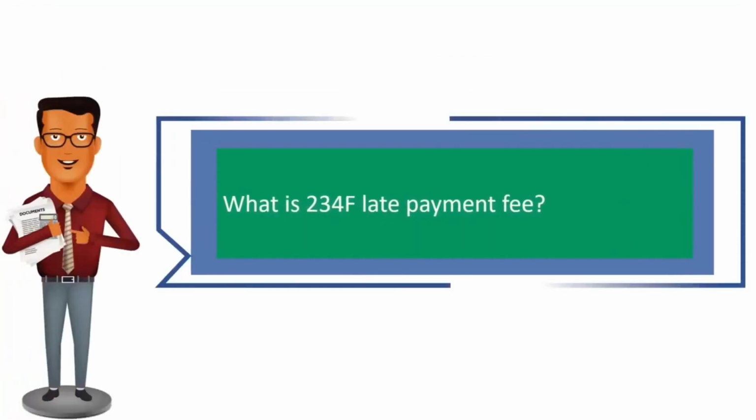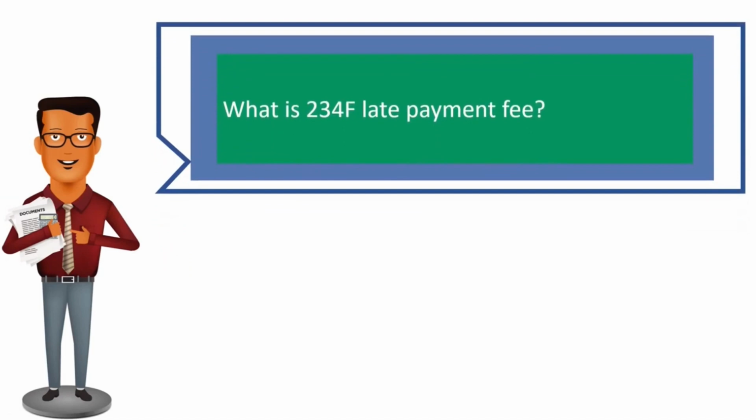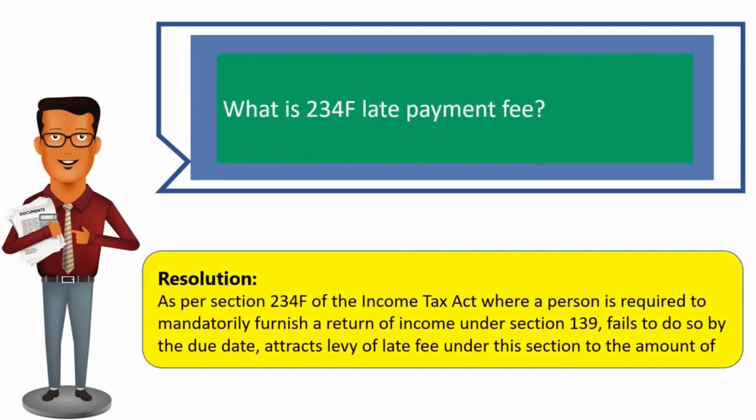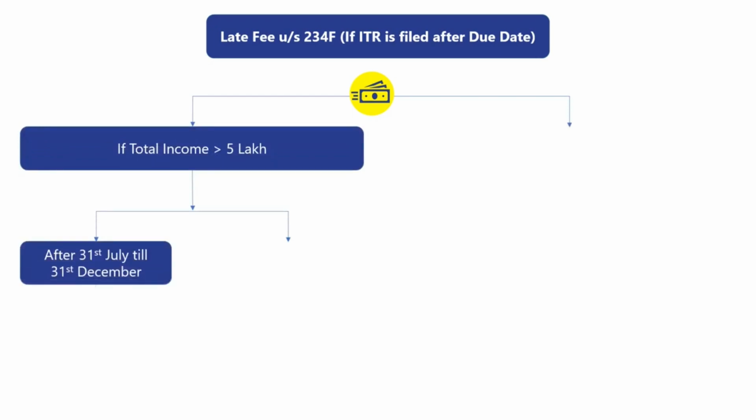What is the Section 234F late payment fee, and in what situations is it charged? As per Section 234F of the Income Tax Act, where a person is mandatorily required to furnish the return of income and he or she fails to do so by the due date, then late fee is attracted under Section 234F. In this case, if your total income is more than Rs 5 lakhs and the return is filed after 31st of July till 31st of December, the late fee will be Rs 5,000.